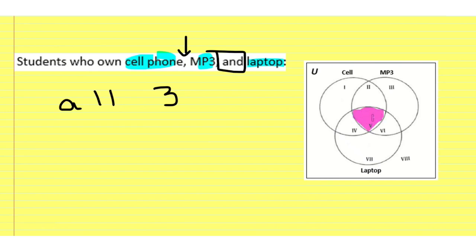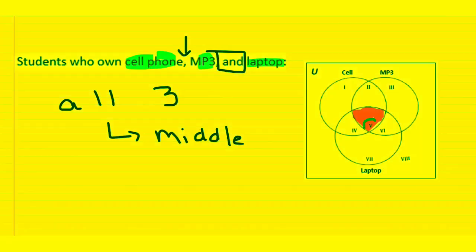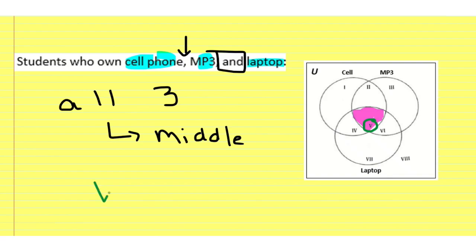Okay, so that central area, all three will be in the middle. If you have a 3-circle Venn diagram and it's saying they own all three, it is going to be the middle space. So what is the region in the middle space? It is just region 5. So only region 5 represents the students who own a cell phone and an MP3 player and a laptop.